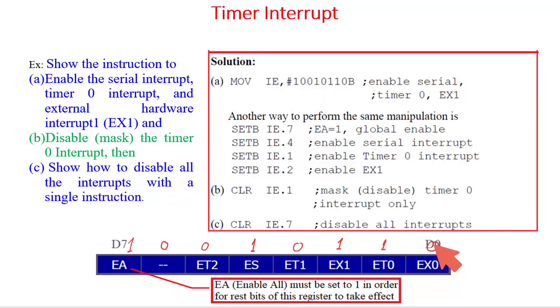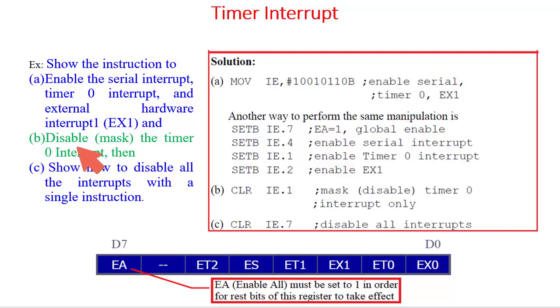10010110 in binary. We can do the same thing by bit addressable instruction. We need to set D1, D2, D4 and D7. As the interrupt enable register is bit addressable, we can do these functions by using the SETB instruction. So what is the instruction? For this one we will use SETB IE.1. For this one we will use SETB IE.2. For this one we will use SETB IE.4, and for this we will use SETB IE.7.